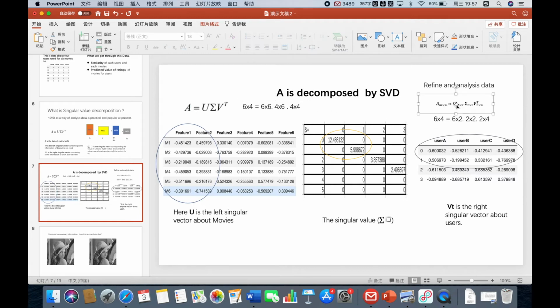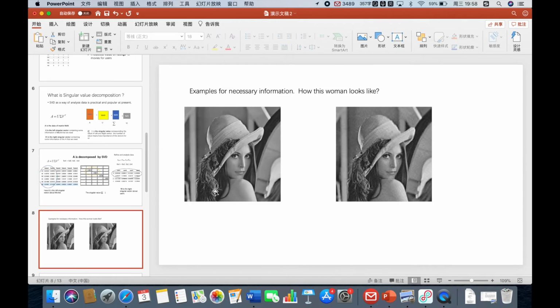This is a familiar function about SVD. So it's also 6 by 2 times 2 by 2 times 2 by 4. We can get the final formula, which is 6 by 4. So it means we also get the 6 by 4 original data. It's the same as here. What is the difference from the original one? It's just the same as with the picture.